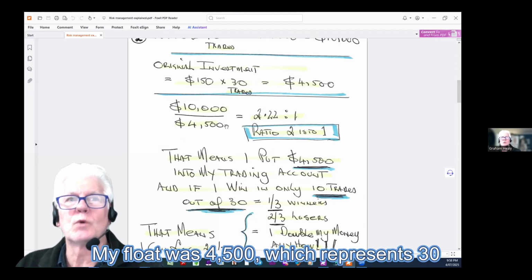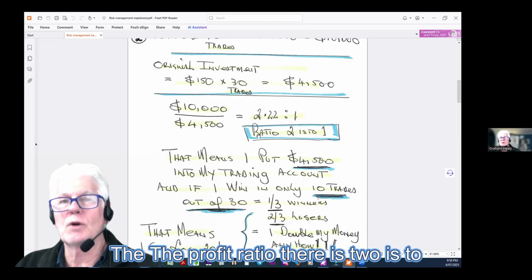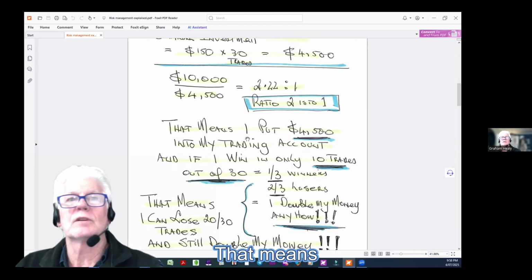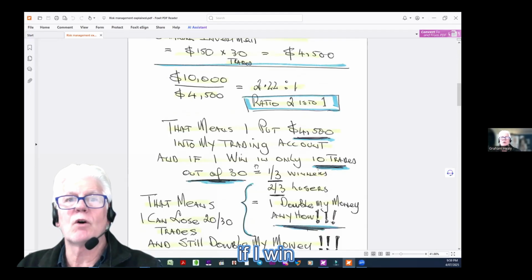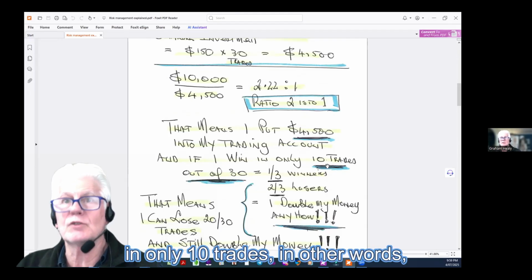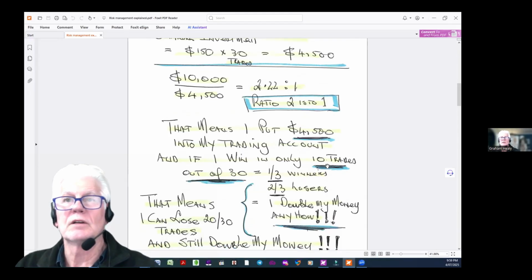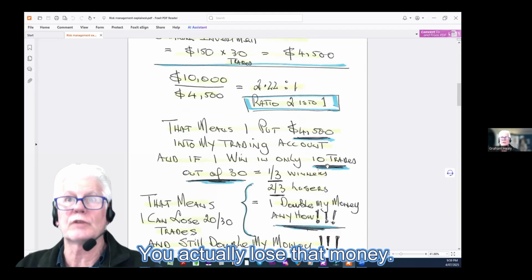My float was $4,500, which represents 30 trades. This represents 10 winning trades. The profit ratio there is 2 to 1, $10,000 over $4,500. That means if I put $4,500 into my trading account, and I win in only 10 trades, in other words, only a third of them are winning trades, the rest can actually zero out. You actually lose that money.